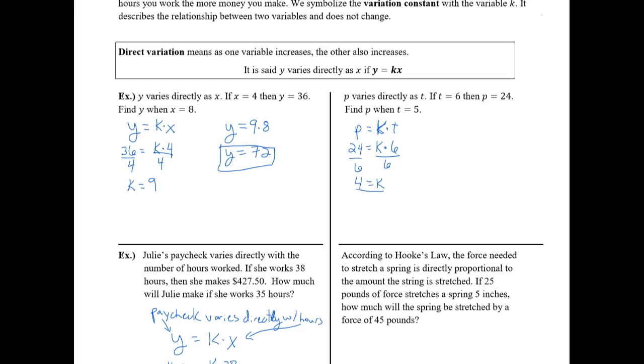So that's the first half of our problem. Now we know the variation constant. Now that I know that, I can find P when T equals 5. So I don't know P, I know the variation constant, and T was 5. So P will be 20 when T is 5. There's our solution.